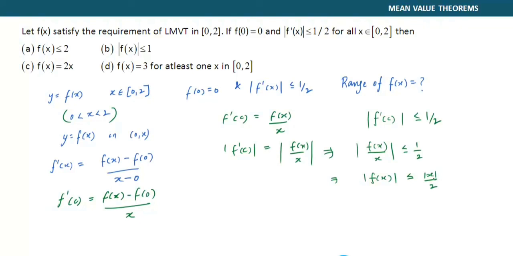Now if x lies between 0 to 2, let me write it again. Here it is 0, x lies between 0 to 2. Let me change the pen to highlight this. So mod x will also lie between 0 to 2 itself, so that's not a problem. So you are dividing this by 2. So this will now lie between 0 to 1. So that means mod fx will be less than 1. This is your answer. That's it. The B part is your answer here. This is what we are looking for.